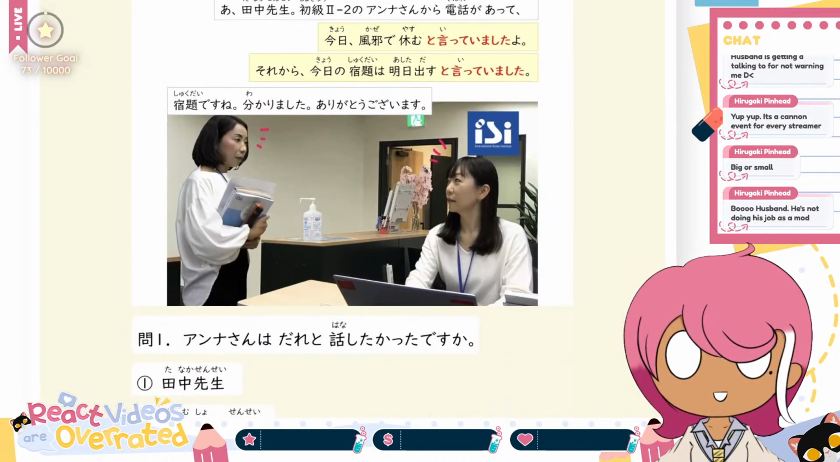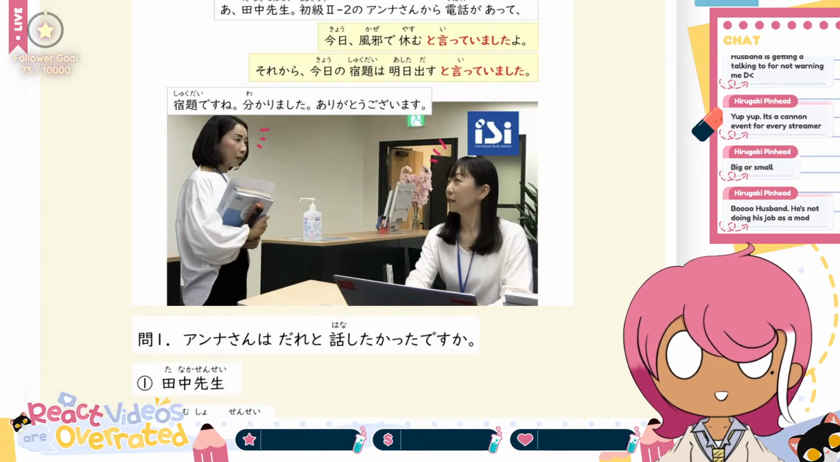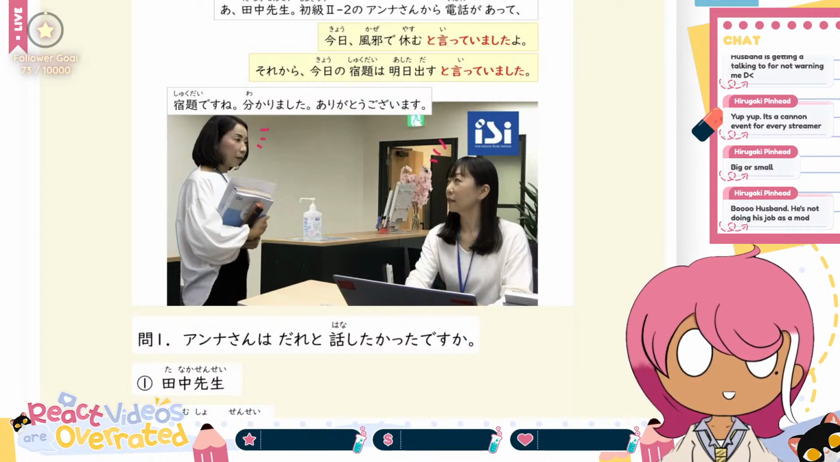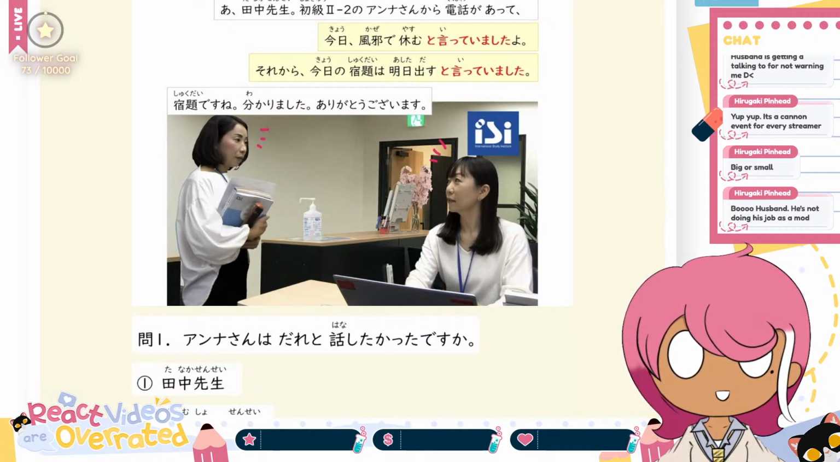あ、田中先生。上級22のアンナさんから電話があって。So, got a call from Anna. 今日、風邪で休むと言っていましたよ. So she said, today she's taking a break because of a cold. それから今日の宿題を明日出すと言っていました. So then doing the second part here, saying, she asked that tomorrow's homework be sent.